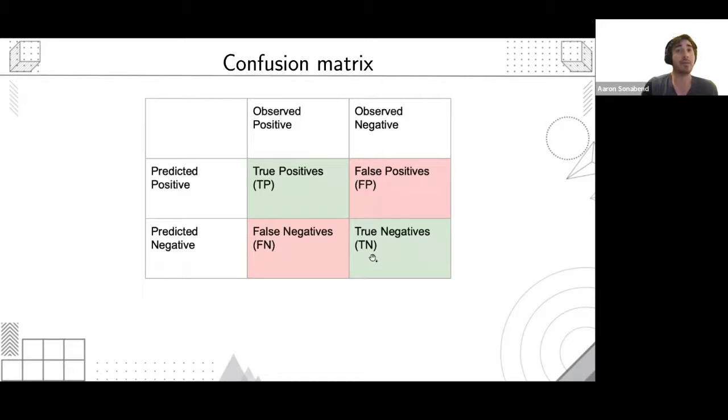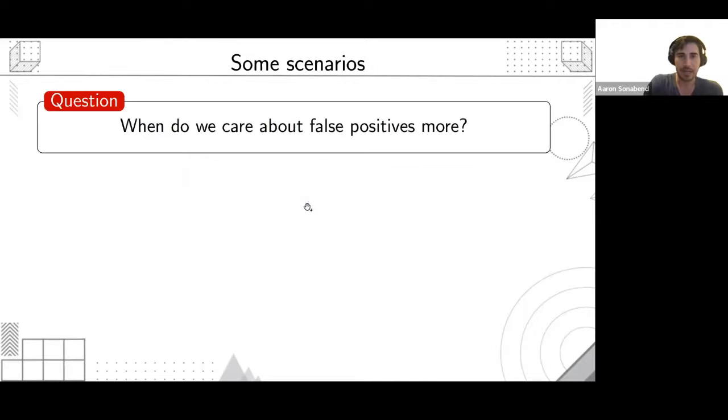So if I wanted to compute accuracy, I would just add up these two values and divide by all of the samples, right? All right. So when do we care more about false positives? Like, what scenario can you think of?